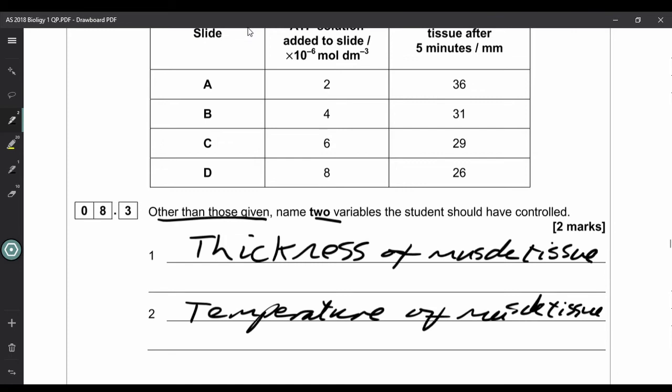So only 7% of students who sat this exam got the 2 marks, mainly for those reasons, not actually giving a qualified answer just by giving terms like temperature and pH.